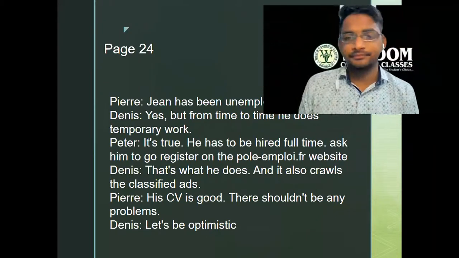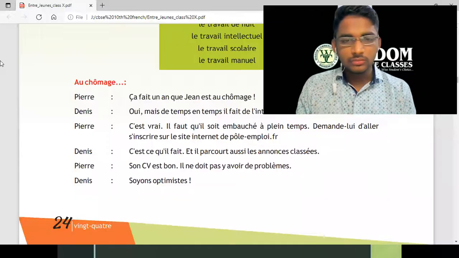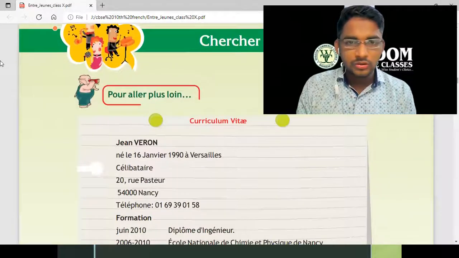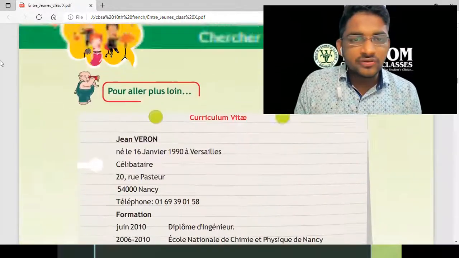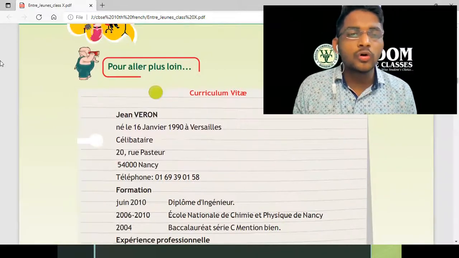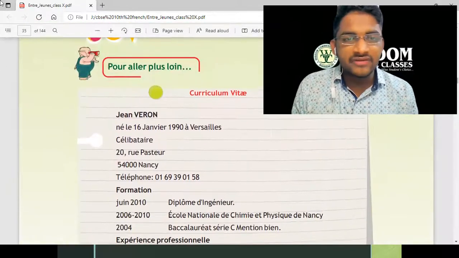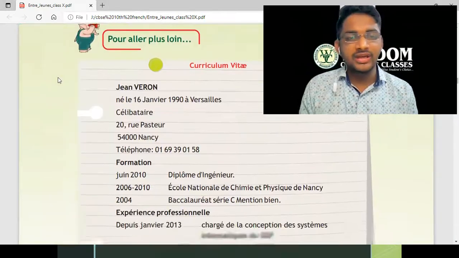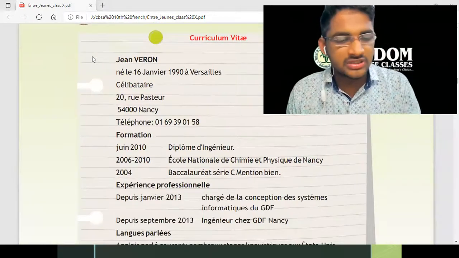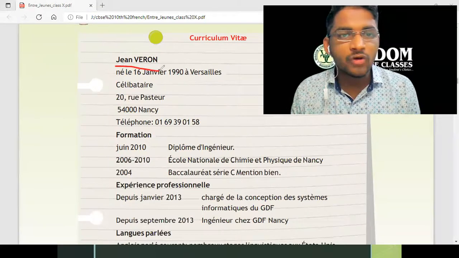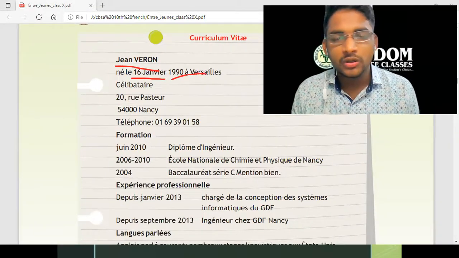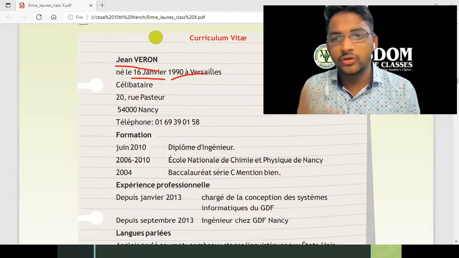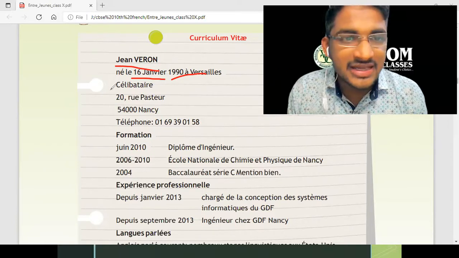Okay, great. Moving forward now to the next page. Chercher du travail. So we have plus aller, plus loin. To go further, they have given us an example of a curriculum vitae, that is CV. The name of the person is Jean Veron. He was born on 16 January 1990. Basically, he's 3 years older than me. I was born in 1993.